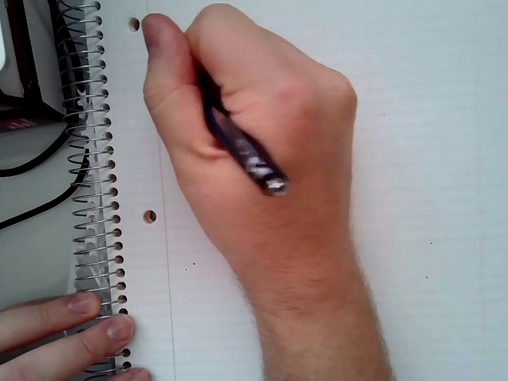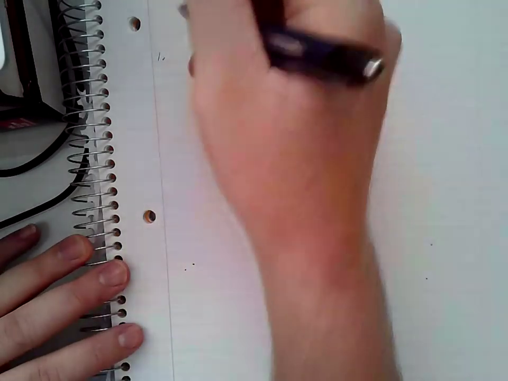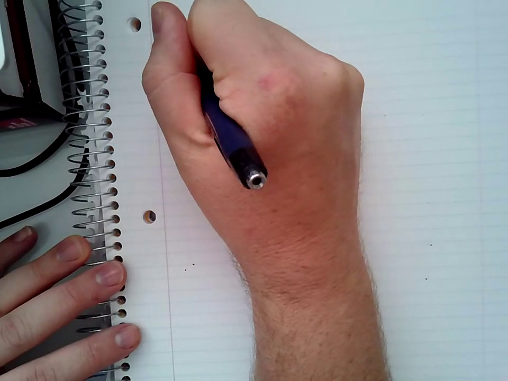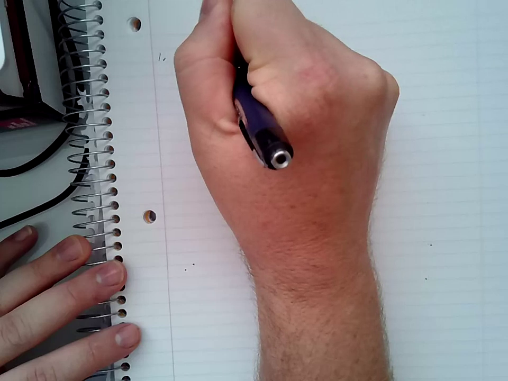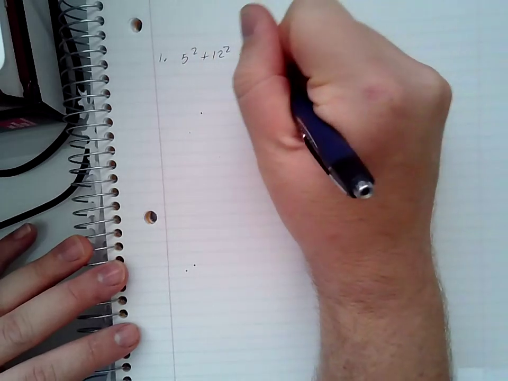All right, let's go. Number one, it has a circle with a triangle inside of it. We call that circumscribed about a triangle, right? The circle's circumscribed about a triangle. We see that triangle is a right triangle, so we can use the Pythagorean theorem to find 5 squared plus 12 squared equals x squared.